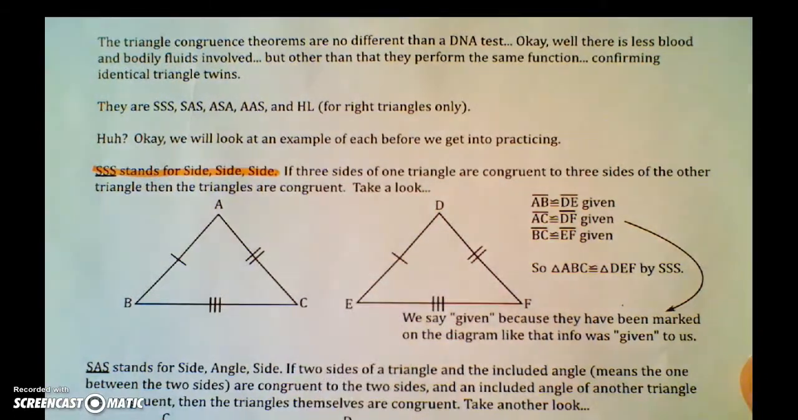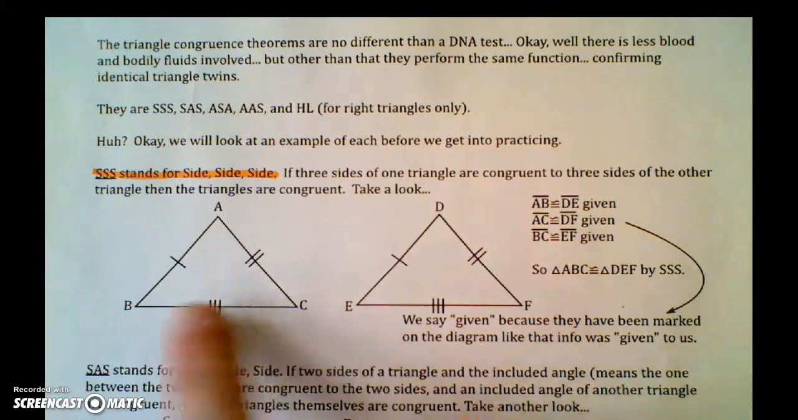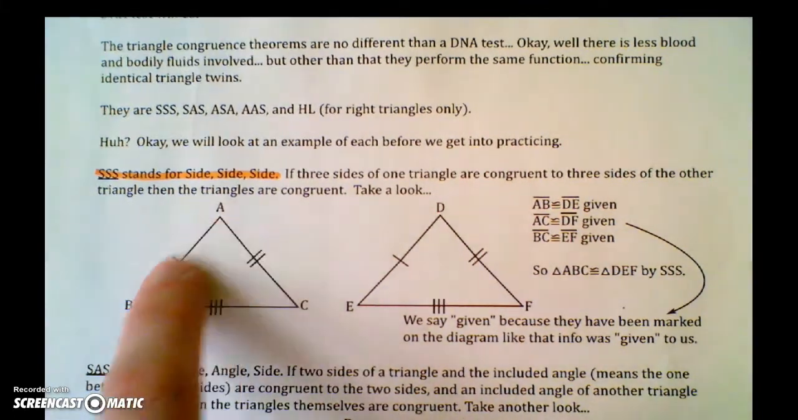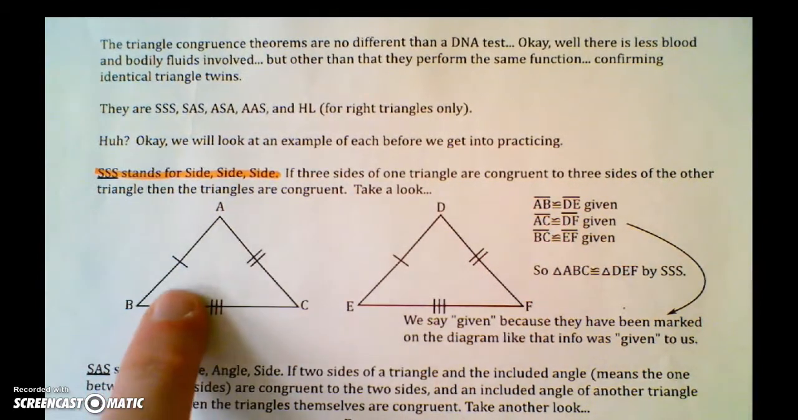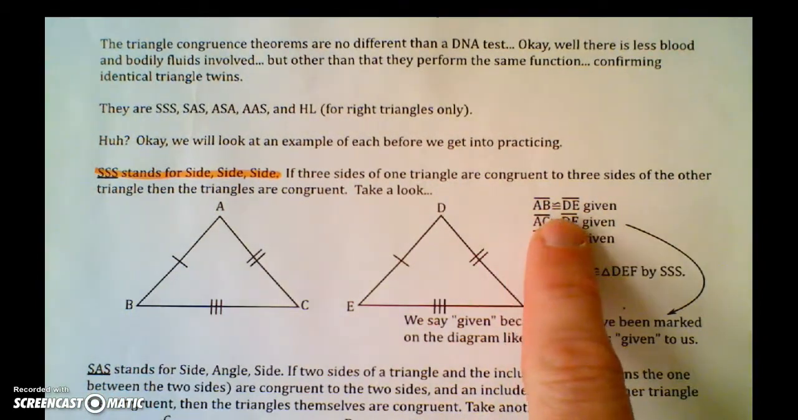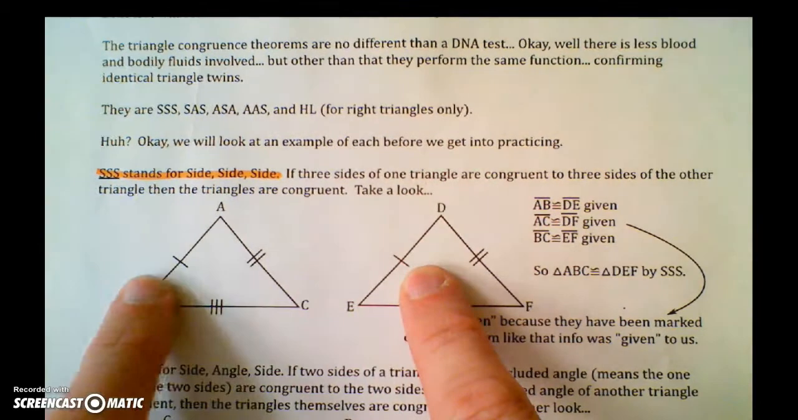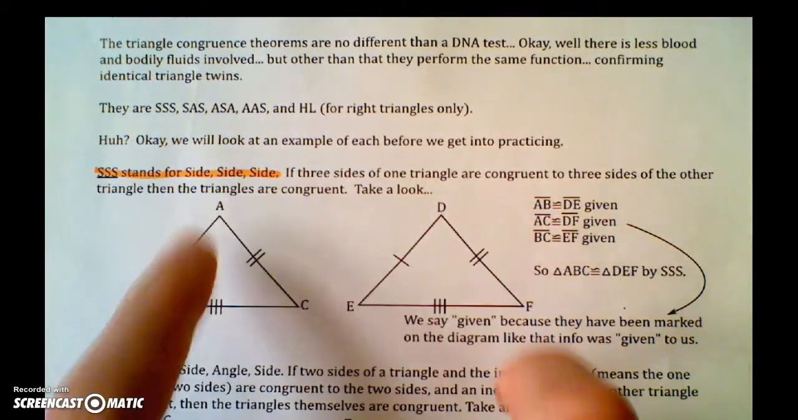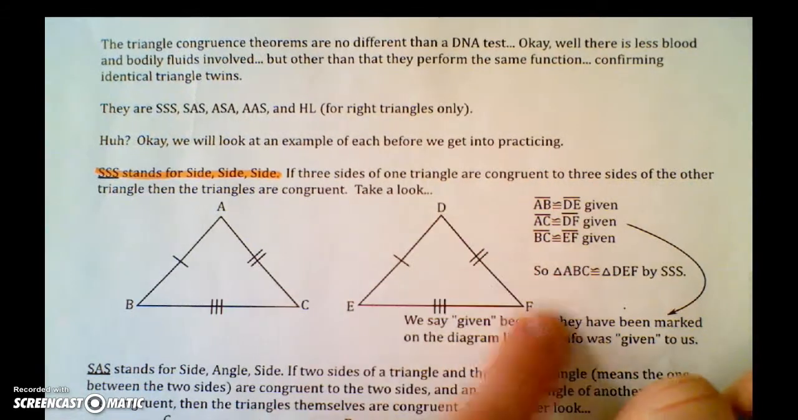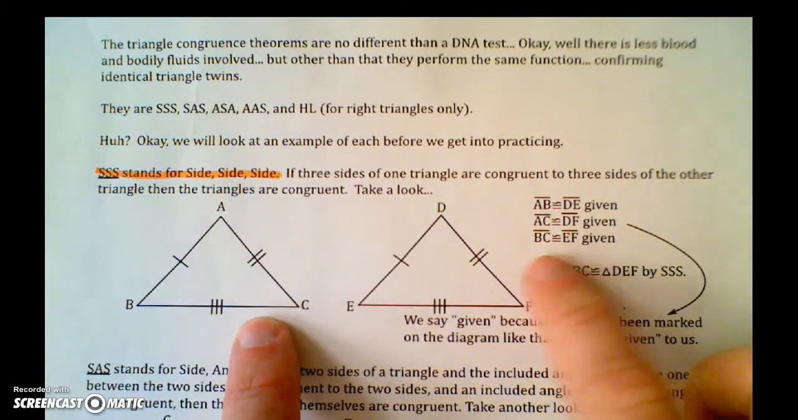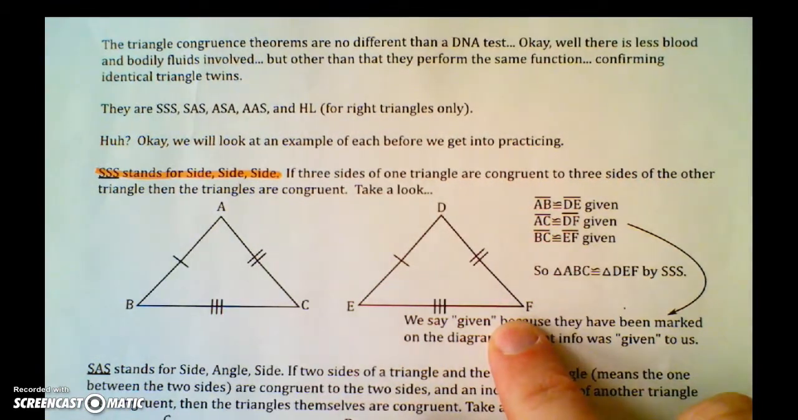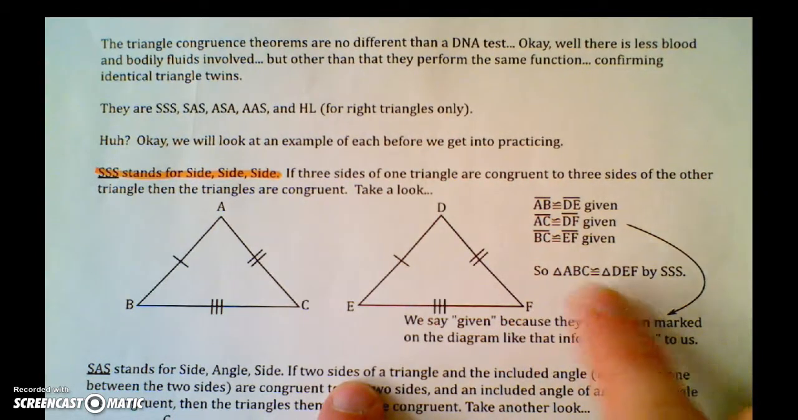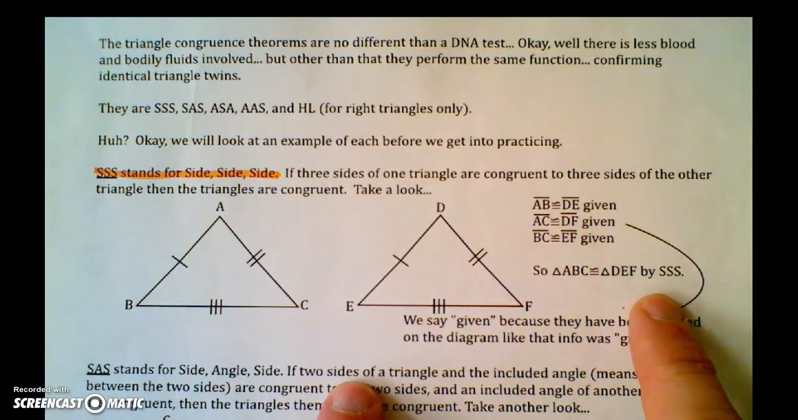Take a look. If you know, based on the tick marks, remember tick marks tell you that sides are congruent, AB is congruent to DE because of that tick mark. They have the same matching tick mark. AC is congruent to DF, and BC is congruent to EF. You can say that these triangles are congruent. Triangle ABC is congruent to triangle DEF by SSS.